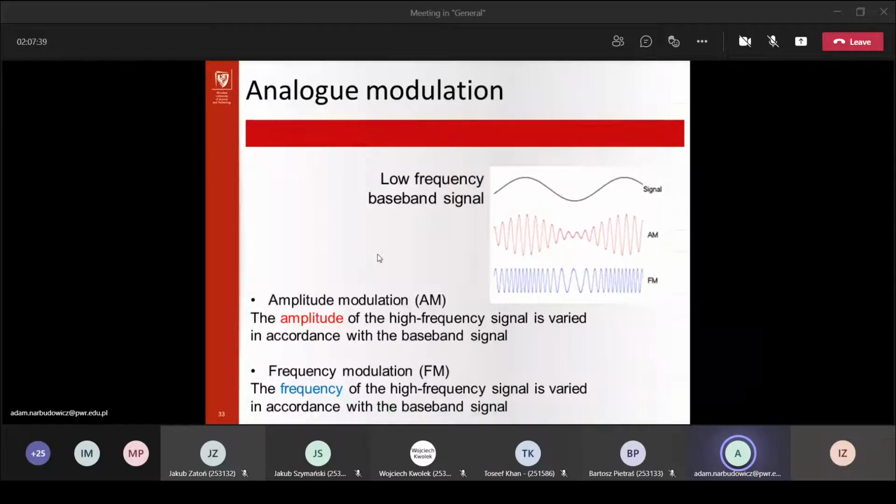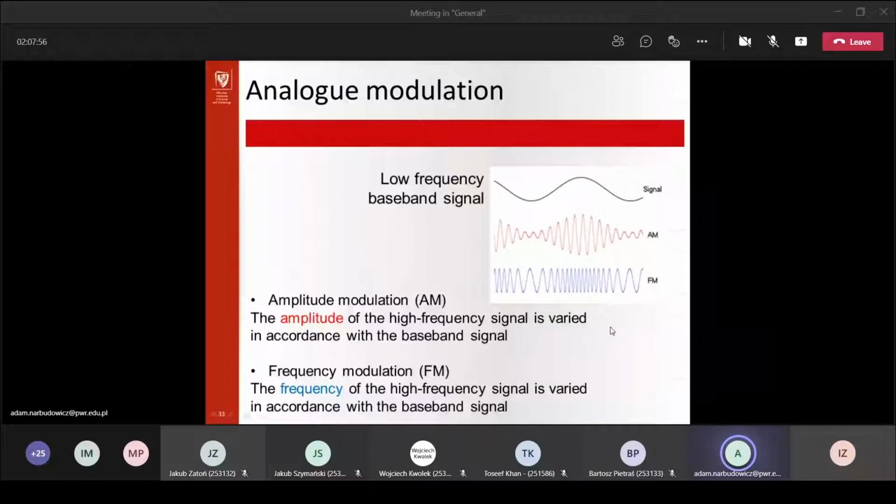Are there any questions towards the concept of modulation? Okay, I hear no questions, so either everything is clear or nothing is clear and you don't even know how to ask a question. It seems clear, I guess.